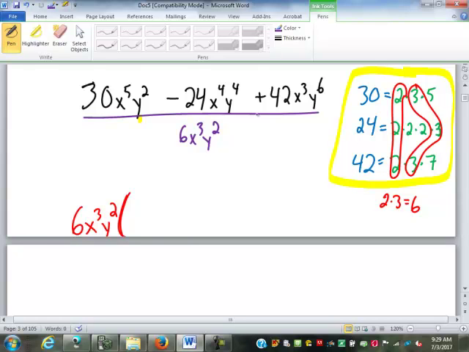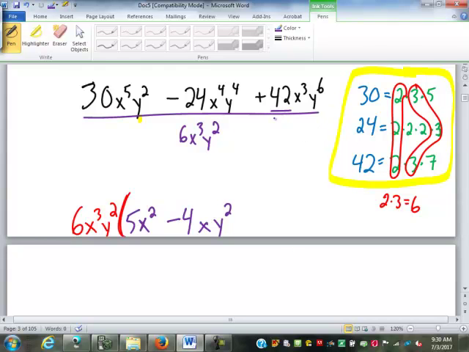So 30x to the 5th y squared divided by 6x to the 3rd y squared. 5x to the 2nd. Perfect. Negative 24x to the 4th y to the 4th divided by 6x to the 3rd y squared. Perfect. Negative 24 divided by 6 is negative 4. X to the 4th divided by x to the 3rd is just x. And y to the 4th divided by y squared is y squared.